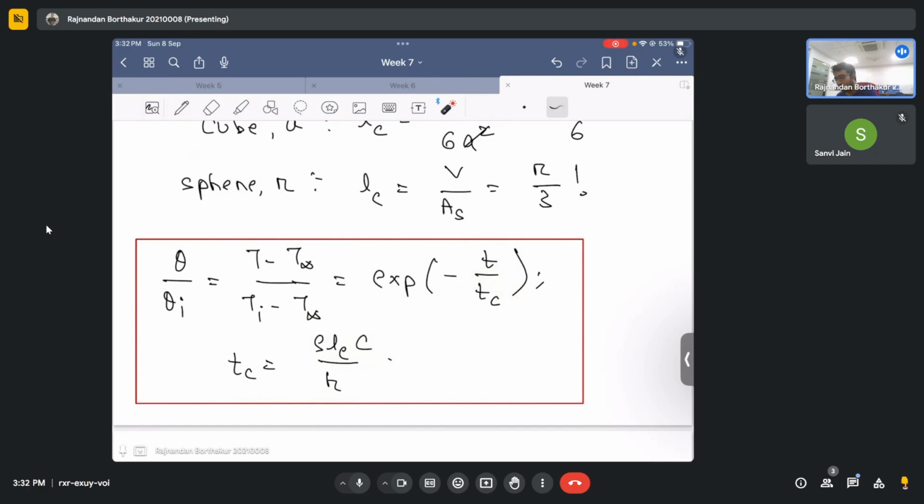Either you may be asked to find out this T, or you may be asked to find out this capital T. Small t is the time, capital T is the temperature. When the other way around is given, you might be asked to calculate this t given that you know the final temperature, or the other way around.